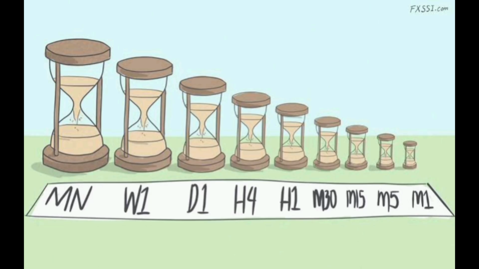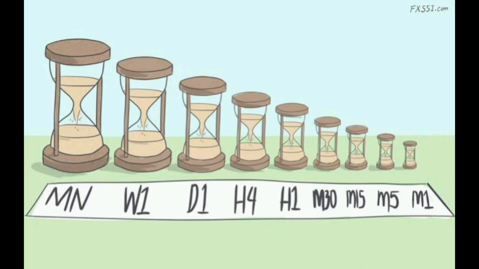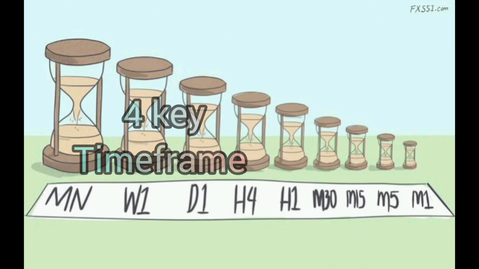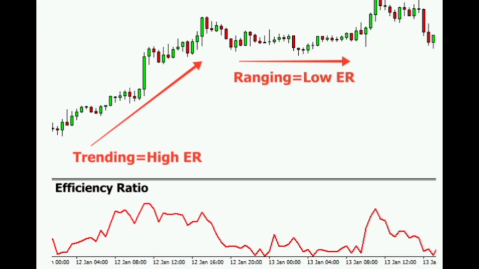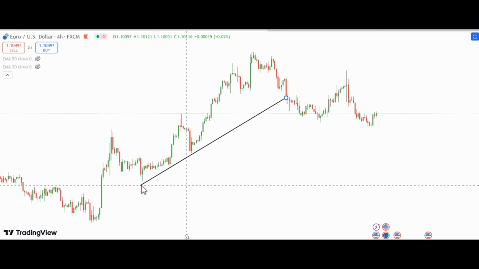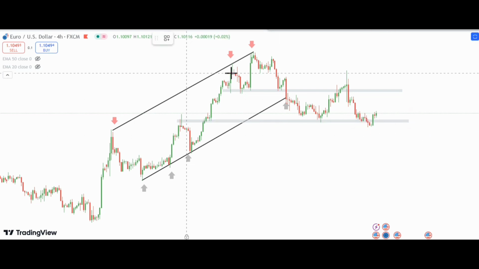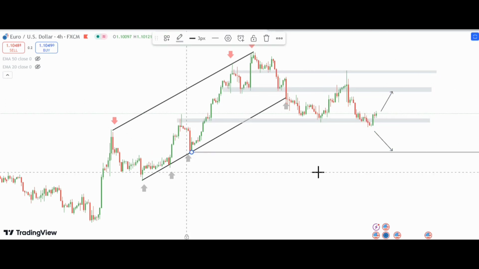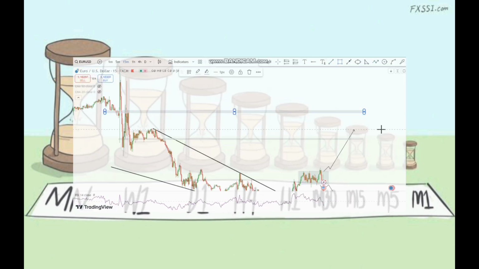In simple terms, this approach means looking at multiple time frames to get a complete picture of the market. Today, we're focusing on four key time frames: the daily, 4-hour, 1-hour, and 15-minute charts. Why is this important? By starting with the daily chart, we can understand the bigger picture, whether the market is trending or ranging. As we drill down into lower time frames like the 4-hour, we refine our understanding of key levels and identify potential trade setups. The 1-hour and 15-minute charts help us pinpoint precise entry and exit points.